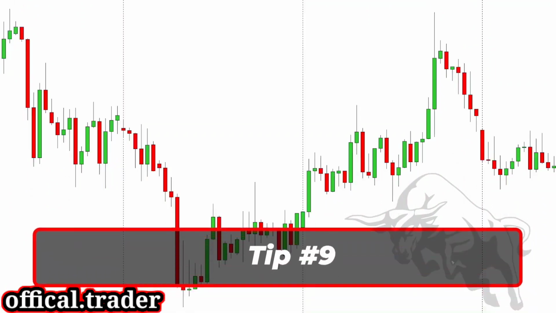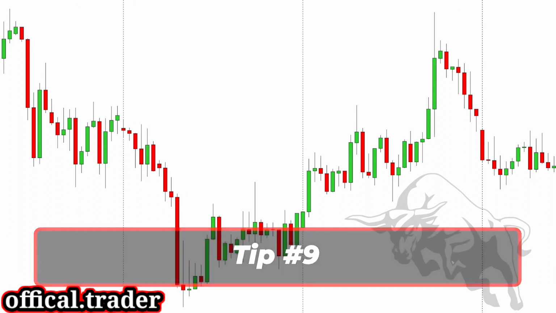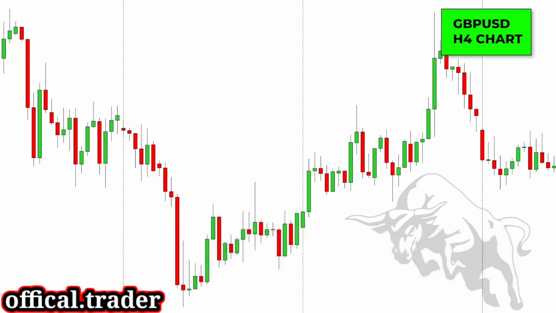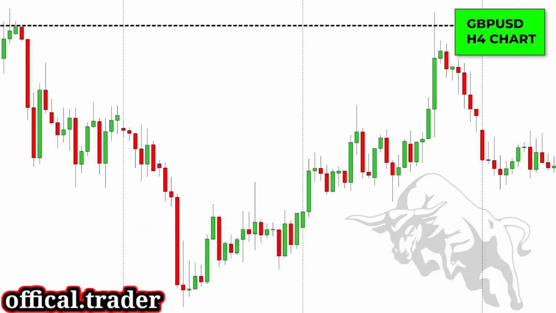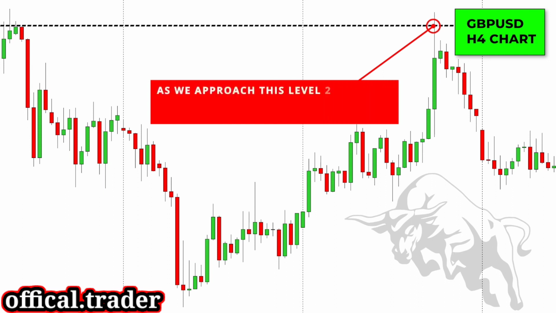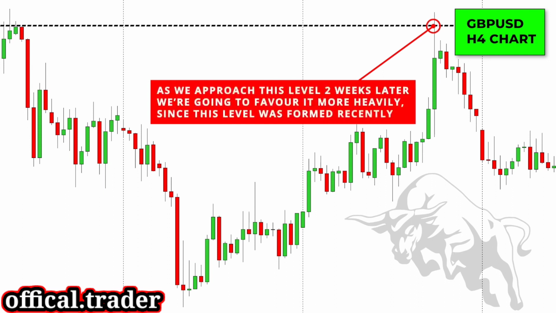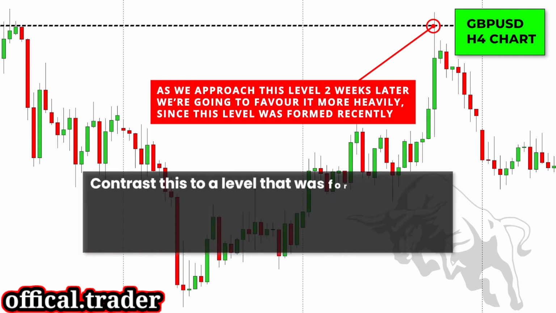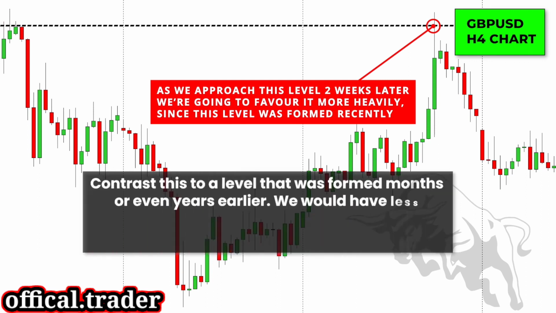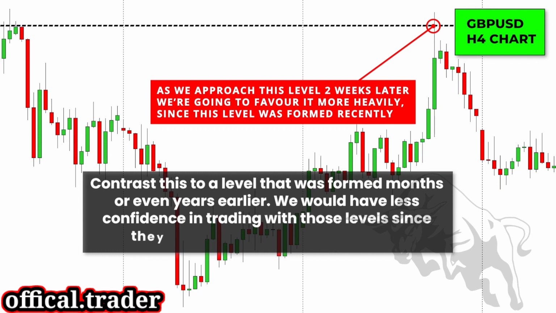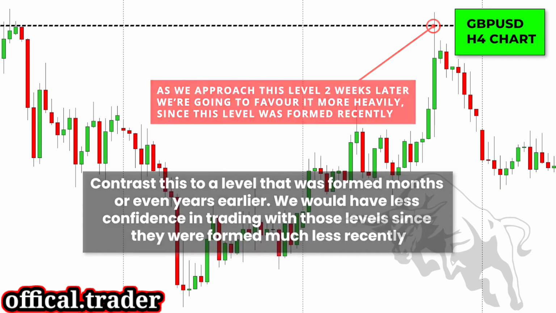Tip number 9 is to favor recent levels of support and resistance more so than older levels. Here we have a 4-hour chart of the pound dollar. We have a level where price hit, and then we saw a strong reaction to the downside. As we approach this level 2 weeks later, we're going to favor it more heavily since this level was formed recently. Contrast this to a level that was formed months or even years earlier. We would have less confidence in trading with those levels since they were formed much less recently.